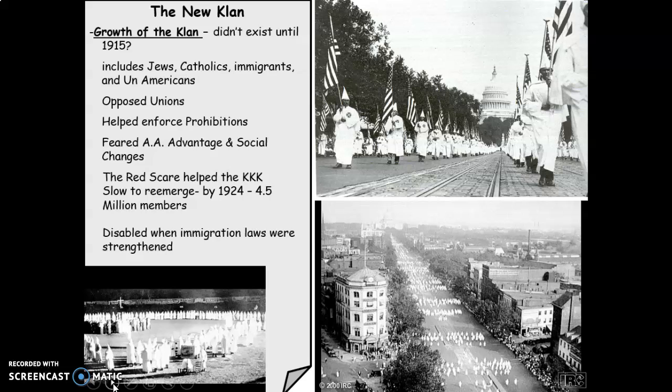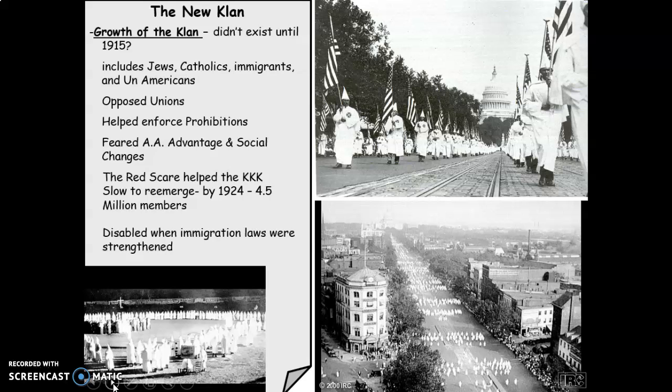The new KKK. The growth of the Klan. Remember, the KKK doesn't exist again until 1915 with the movie The Birth of a Nation that glorifies the KKK. It's our very first full-length motion picture. And by the mid-20s, we've got 4.5 million people marching. So for all of you out there who said that technology and all this stuff doesn't affect you, the very first movie recreated the KKK.